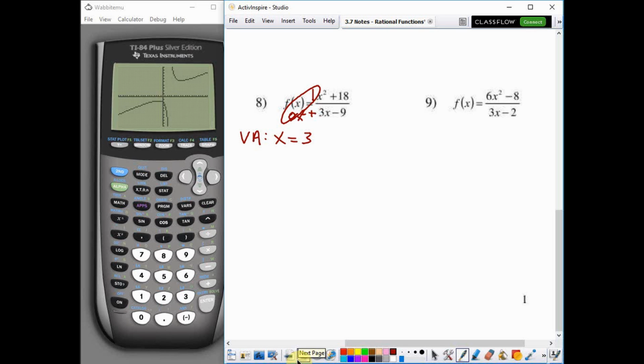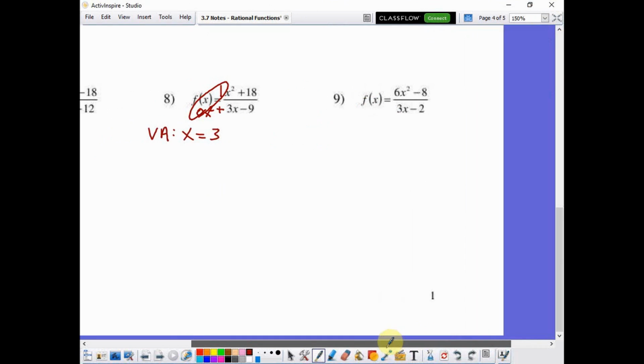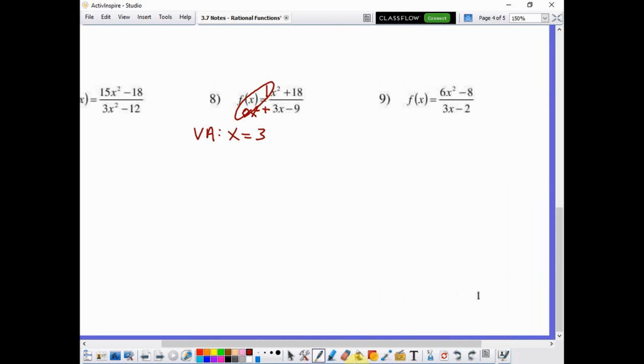But what's going to happen is there's going to be a slanted asymptote. And here's how I can find the equation of that slant asymptote. I'm going to divide 3x minus 9 into x squared plus 18. So we're going to use long division.